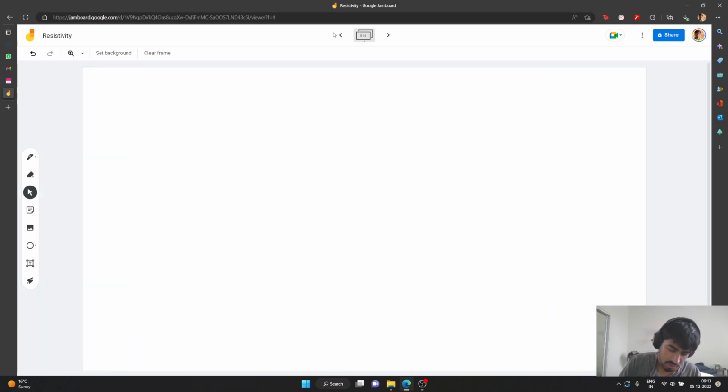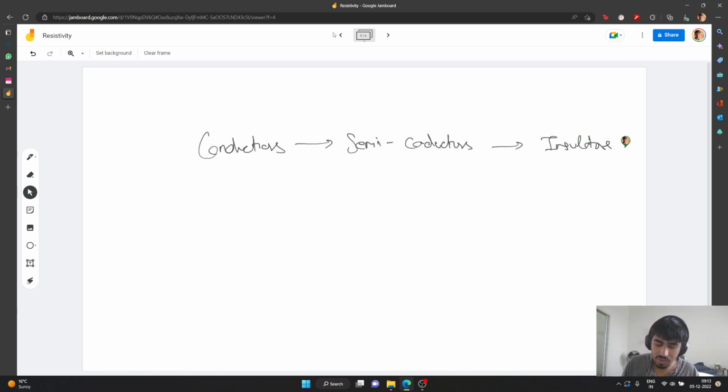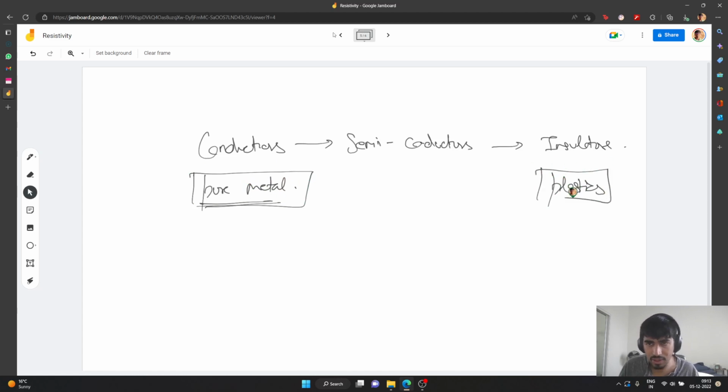the spectrum lies from, on one end you have conductors, then you have semiconductors, and then you have insulators, right? So these are like pure metal on one end, and then you have maybe plastics and things which are not that conductive on the other end, like maybe also wood, which are not that great on the other end.